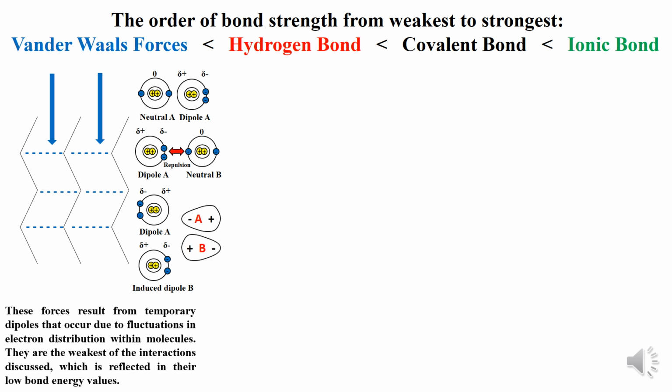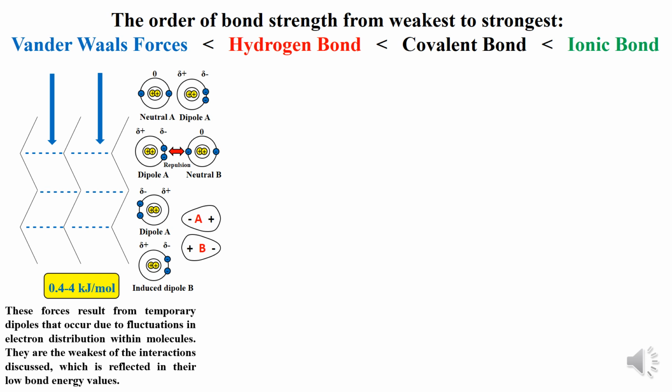So as a result, there is mutual attraction between these two helium atoms with dipoles. Now the same principle or mechanism holds good even in case of non-polar molecules like alkenes. So in case of alkenes, the van der Waals forces result from temporary dipoles that occur due to fluctuation in electron distribution within molecules.